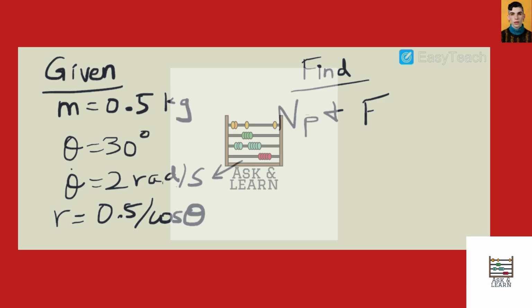Hi everyone, so what we have here today is a particle that has a mass of 0.5 kilograms that's moving along a vertical slot, and that's being pushed upwards by the rotation of an arm. The arm has a constant angular velocity of 2 radians per second, and the distance from the point of rotation for the particle is given by 0.5 divided by cosine theta. And what we're asked to do is, at the instant where theta is 30 degrees, solve for the normal force on the particle and the force of the rod on the particle as well.